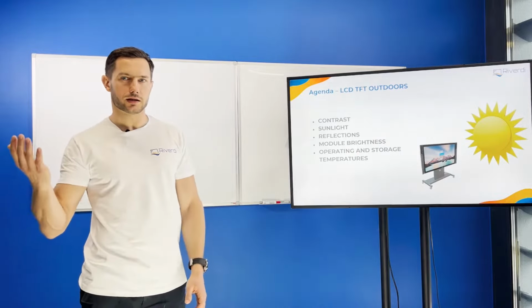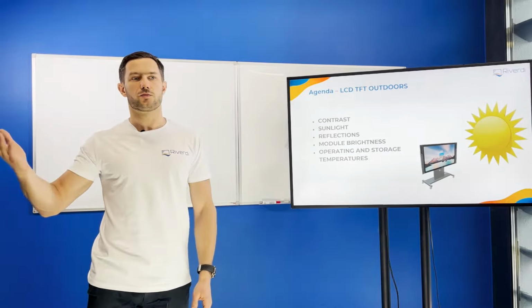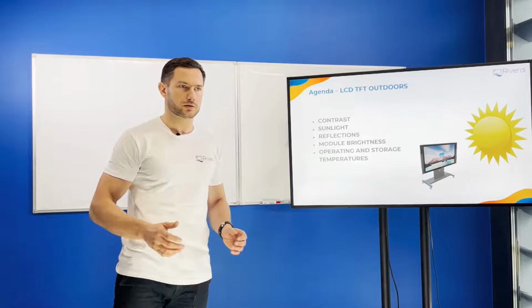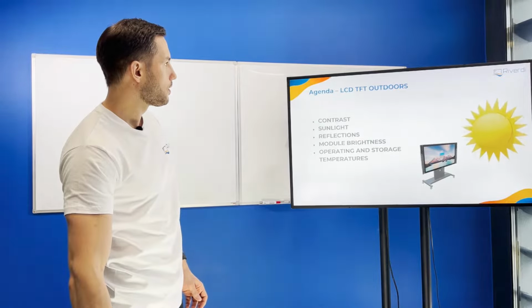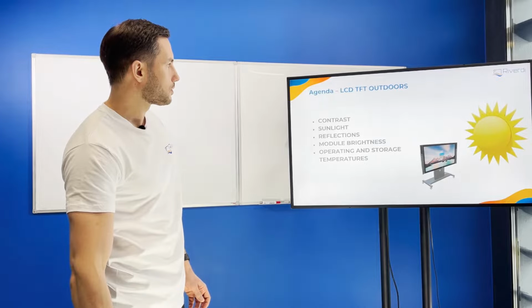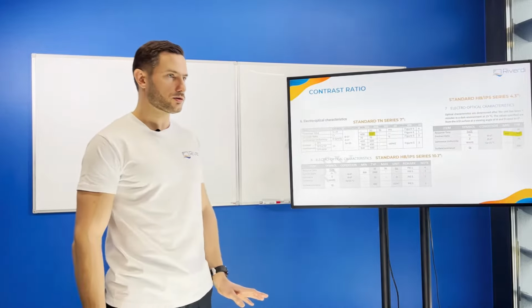So contrast is one thing, with the display we need to see the content, but the other thing is it needs to work in a wide range of temperatures. And the solution here is a little bit different than the contrast. So let's start with the contrast ratio.